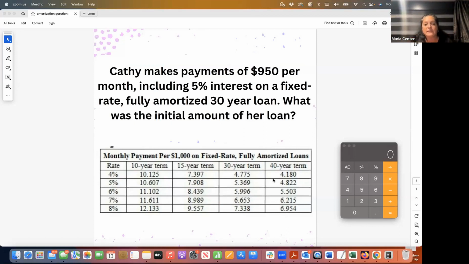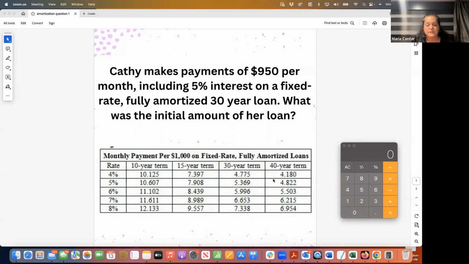So when I ask myself the question, the question says, Kathy makes payments of $950 per month, which includes 5% interest rate on a fixed rate, fully amortized 30-year loan. What was the initial amount of her loan? So the first thing I'm going to do is go to my little chart, and I'm going to find the 5% interest rate on the left-hand side there.